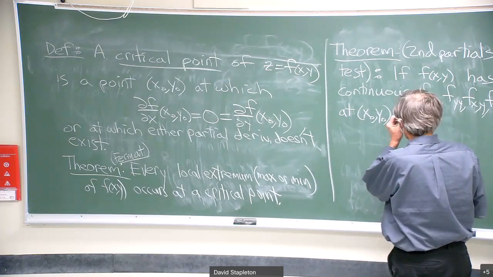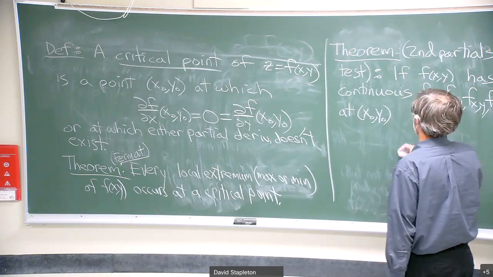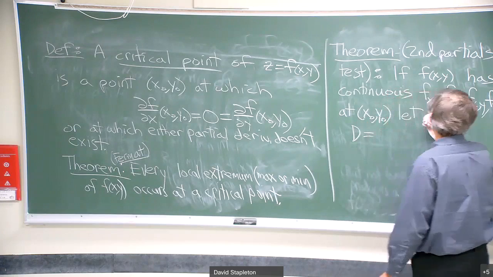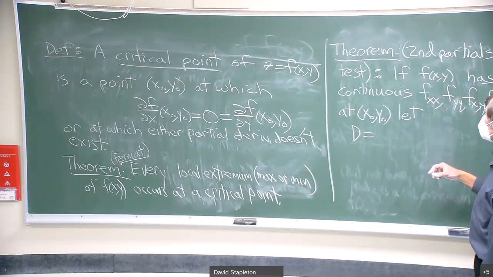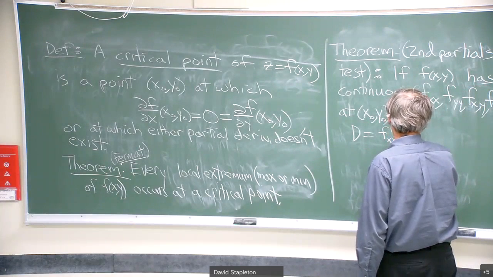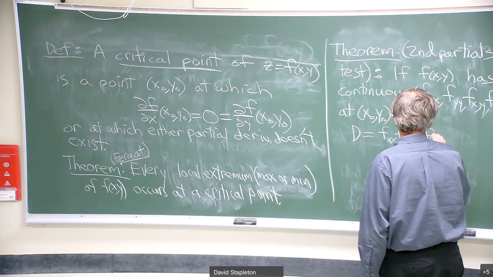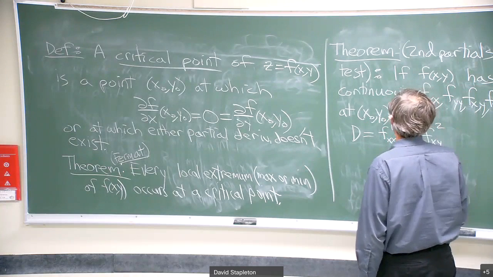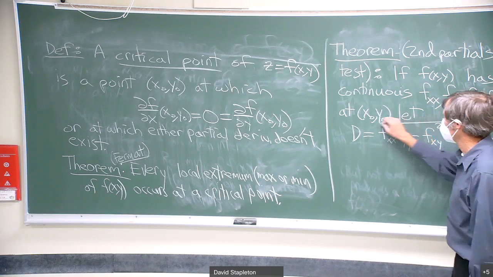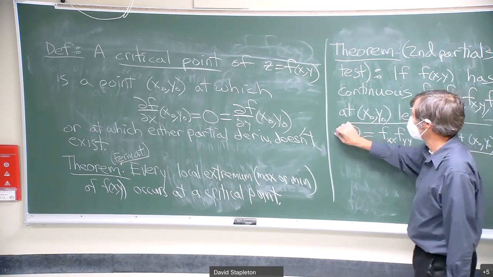Now, with all those assumptions, suppose these second partial derivatives exist, then we're going to do this. We're going to define D, and this is our short notation for the second derivative test. D is going to be equal to fxx times fyy minus fxy squared, at the point x0, y0. So let D be equal to that at the point. This one you just have to memorize.